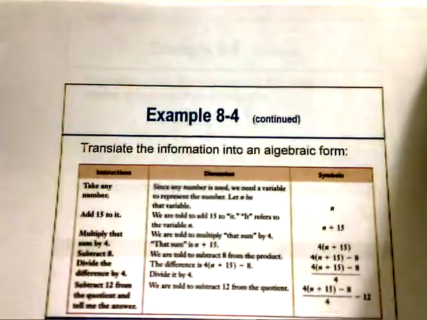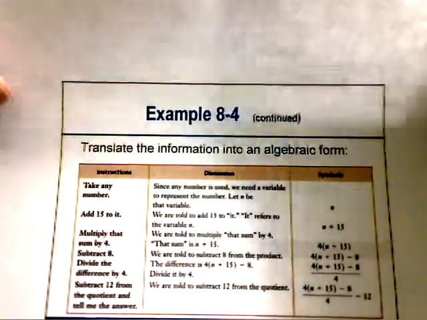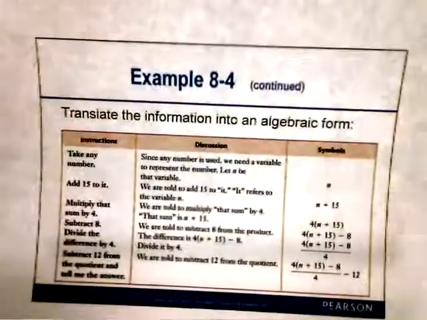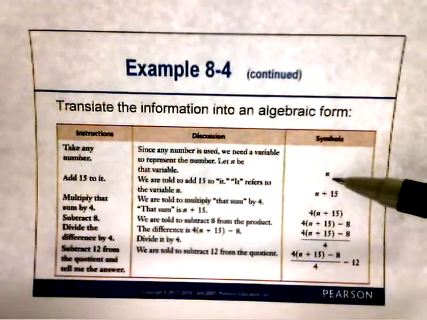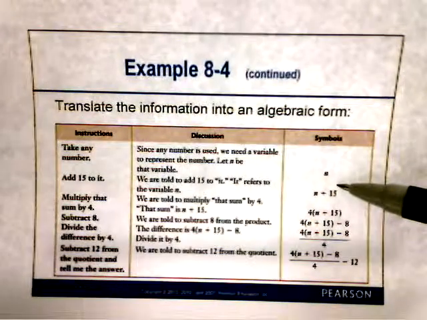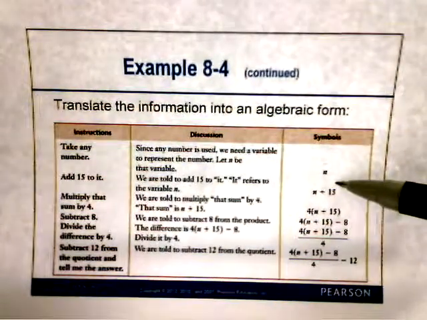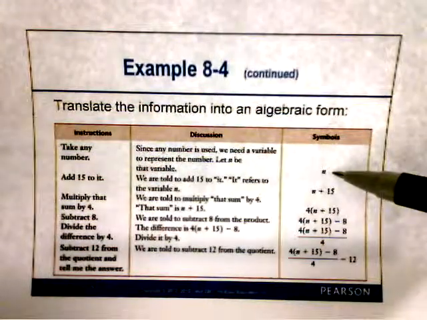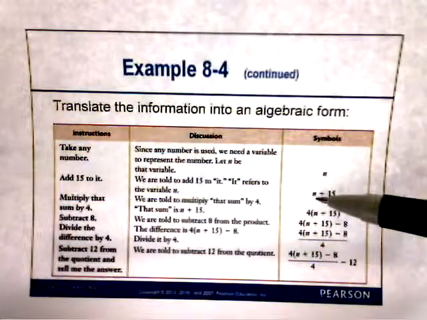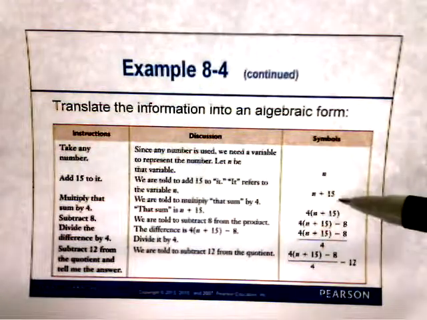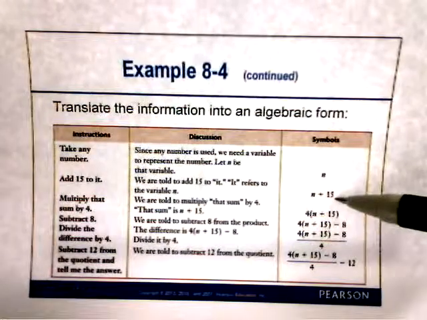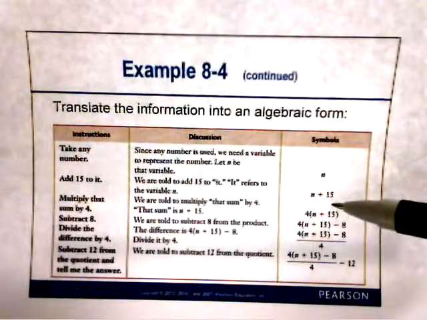So here you're going to translate this information in algebraic form. You're going to take any number, and in symbolic notation it's going to be n. Since any number is used, we need a variable to represent the number, so you're going to let n be that variable. Then next you're going to add 15 to it, which is represented by n plus 15 in symbolic form, as we're told to add 15 to whatever n is. It refers to the variable n.